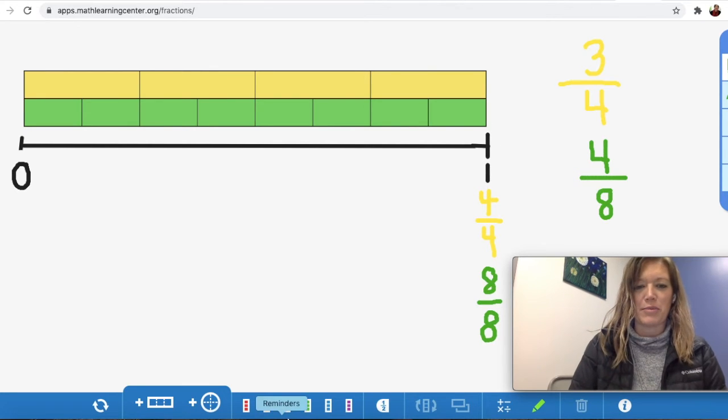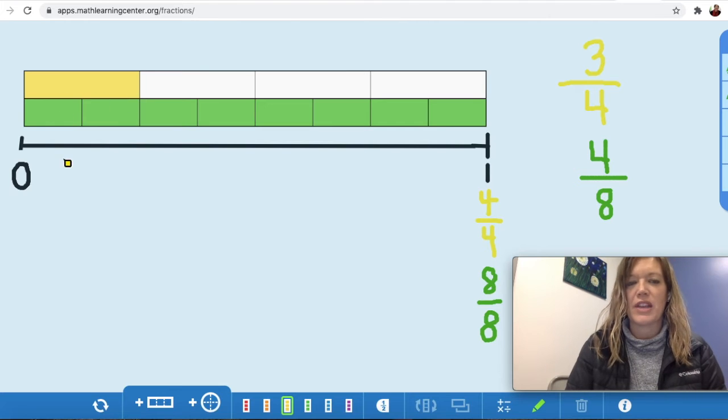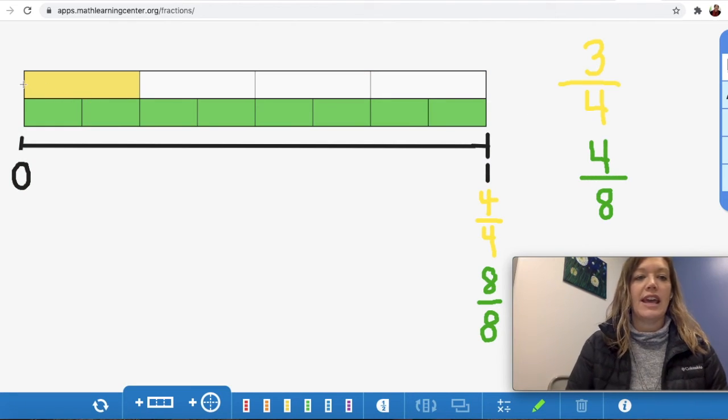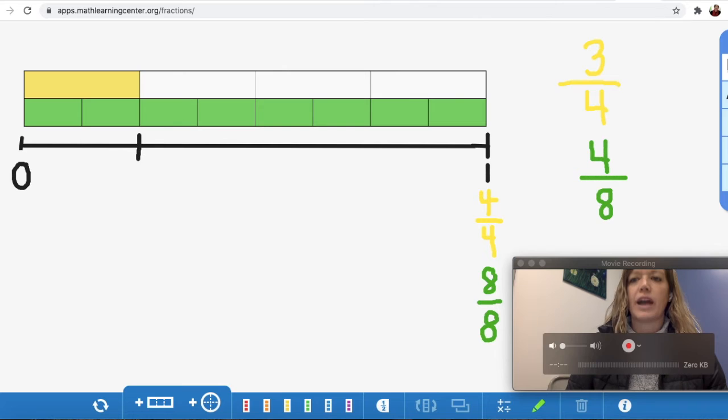Let's do a couple other numbers. For my yellow, what if instead I only filled in 1 of those yellow pieces? The way I would show this on the number line would be by coming to the end of my 1 piece, drawing a line. I could mark this point on the number line as 1/4.